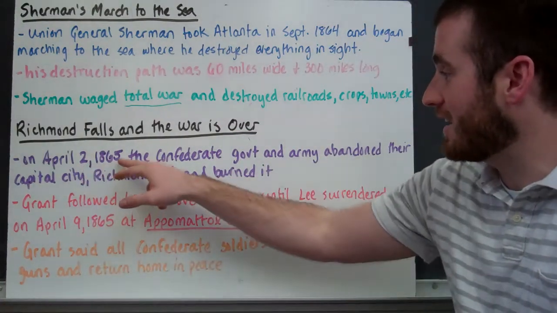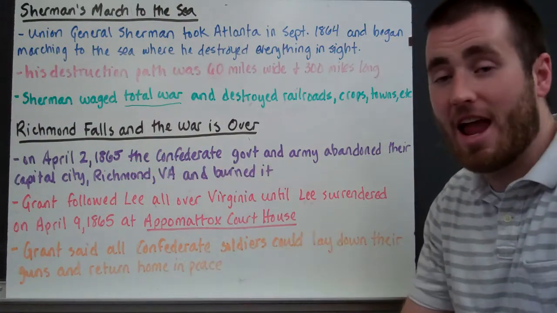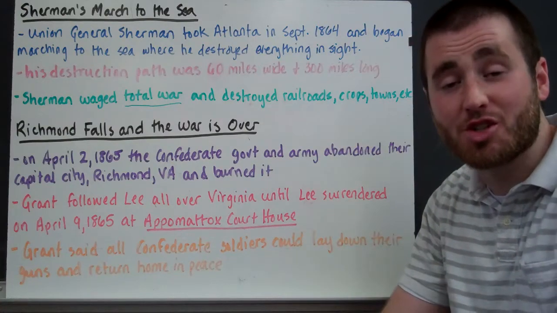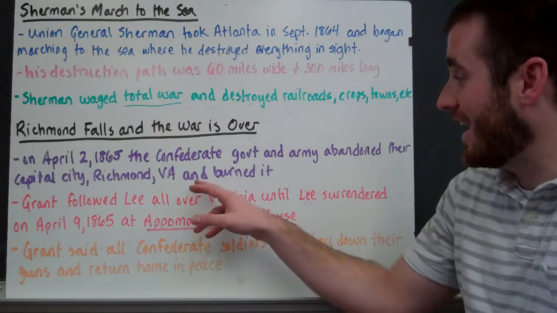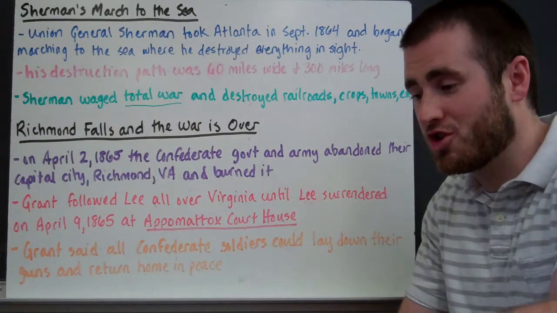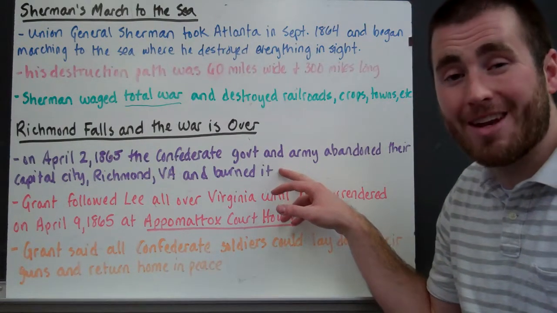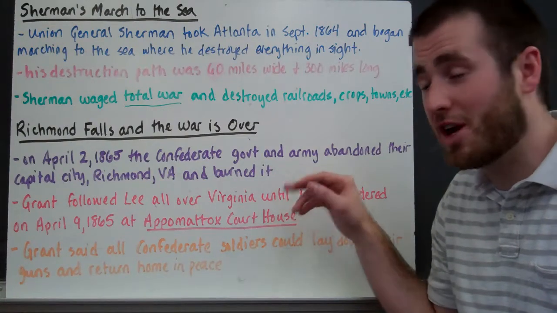So on April 2nd, 1865, the Confederate government and the Army left Richmond. And they burned a lot of stuff in sight, so the Union soldiers couldn't get it. And about a day later, the Union Army came in, and they found Virginia burning, but they were able to take Richmond. So the Union Army now has control of Richmond, which is the Confederate capital.